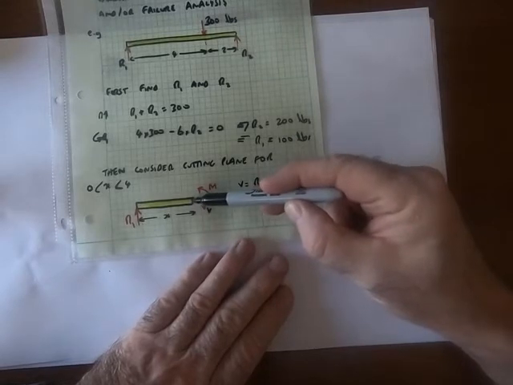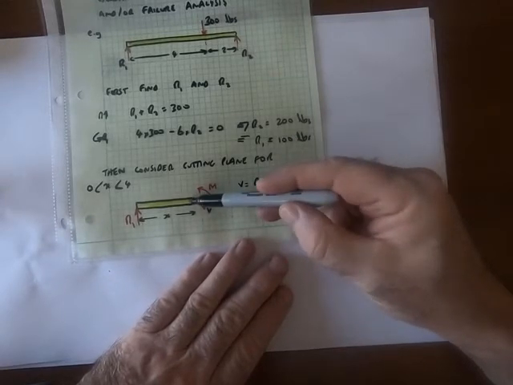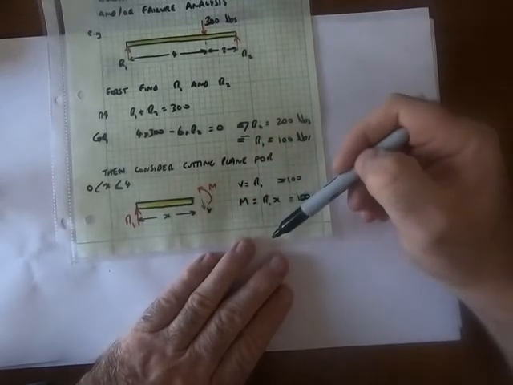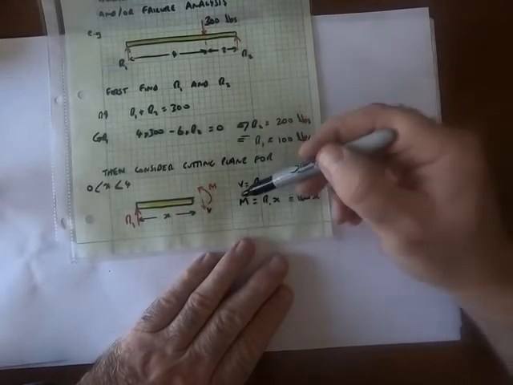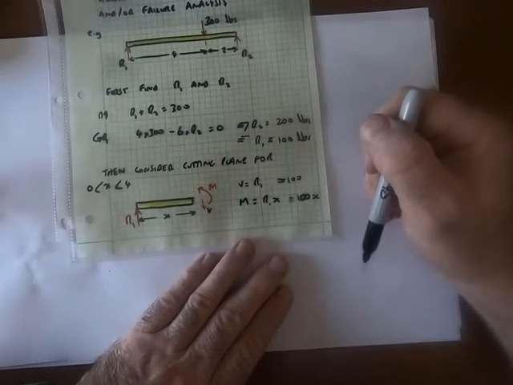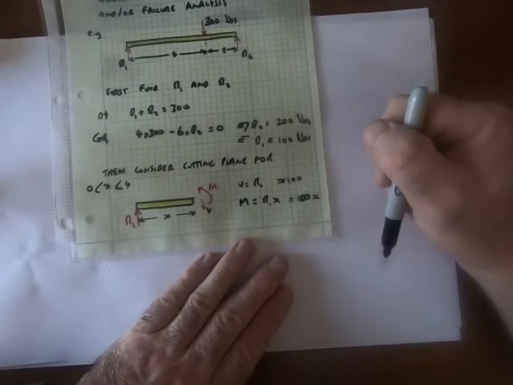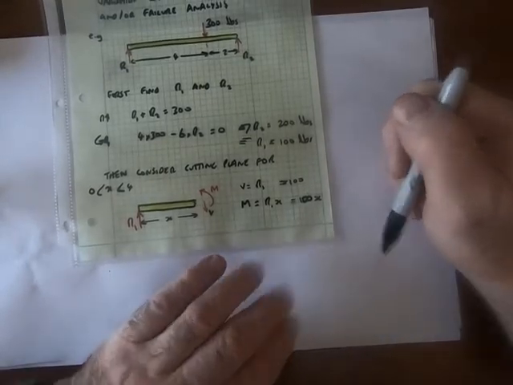So taking moments about the end where I've made the cut, I have M1 anti-clockwise equals R1 times x clockwise. So the moment M equals R1 times x equals 100x. So I can now plot the moment as a function of x going from 0 to 4. We'll do that in a minute.